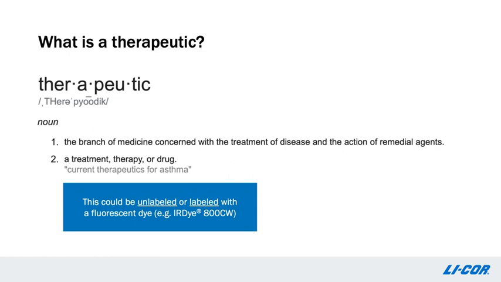Therapeutics can be unlabeled or labeled with a fluorescent dye such as LI-COR's IRDye 800CW. These dyes can be used for visualization purposes in fluorescent-guided surgeries, or even as a photosensitizer for near-infrared activated photoimmunotherapy, which is the use of light to target and kill cells.